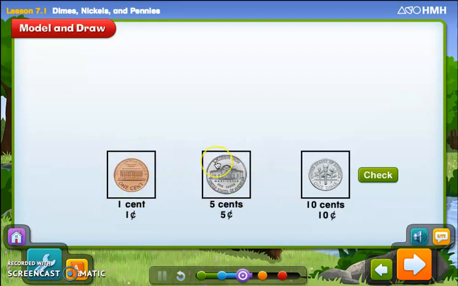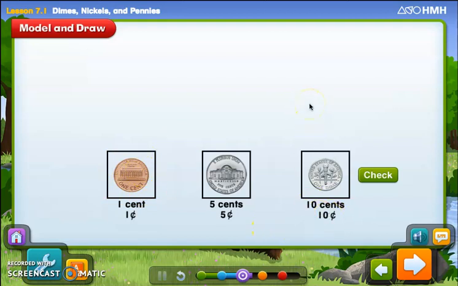2 nickels would be the same value as a dime, right? Because if we have 2 nickels, that's 5 cents and 5 cents. 5 plus 5 is 10. So if something is worth 10 cents, you can either pay with 2 nickels, you can pay with 1 dime, or you can pay with 10 pennies, right? Because again, pennies are 1 cent. So 10 pennies would also equal 10 cents.